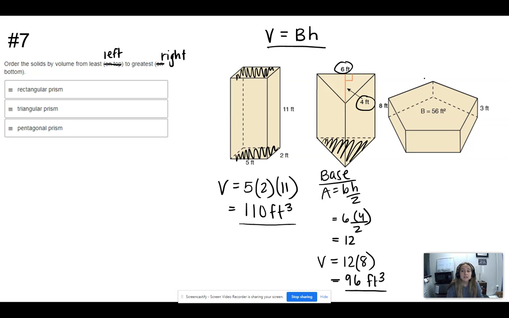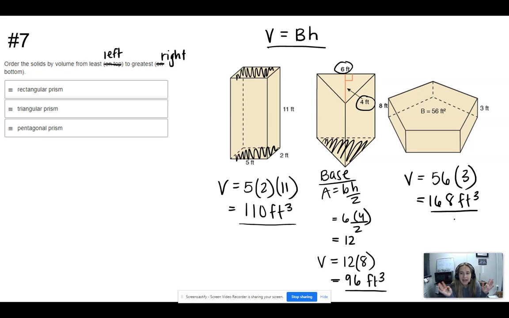Now, finally, the pentagonal prism. They give us the area of the base, so that's kind of nice. We just write down 56 and multiply it by the height, which is 3. When I do that, that gives me 168 feet cubed.